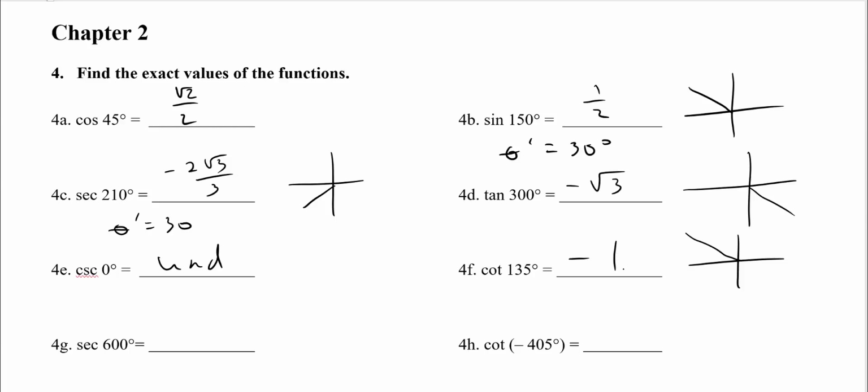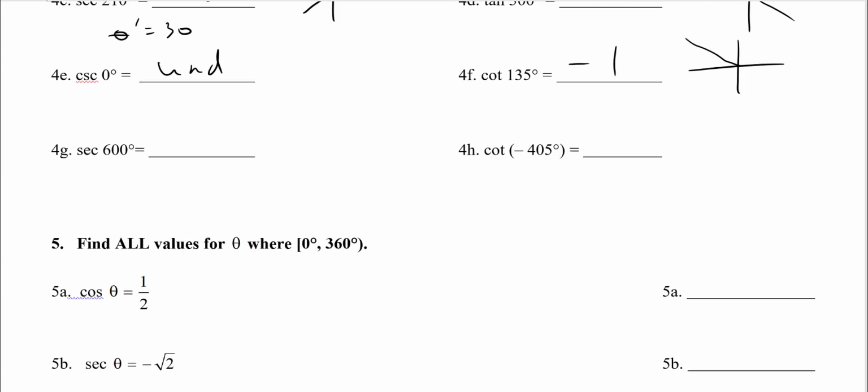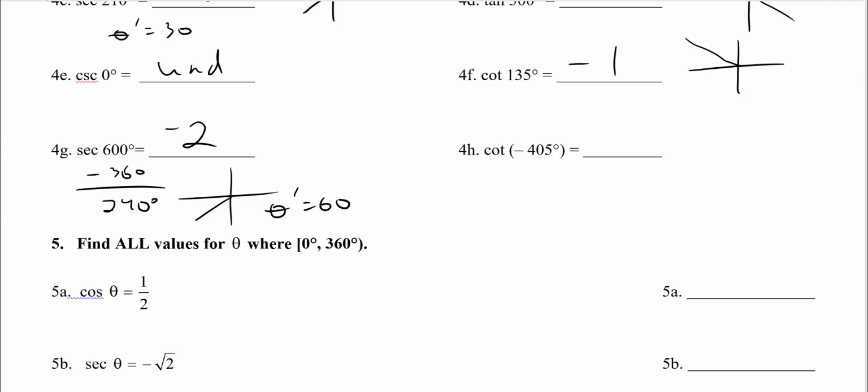Secant of 600. So the first thing you're going to do is coterminal, subtract 360. Okay, that's going to give you 240 degrees. So 240 is here. Reference angle is 240 minus 180, so reference angle is 60. And it's secant, so that goes with cosine. Cosine of 60 is 1/2. You're in the third quadrant, so it's -1/2. But it's the reciprocal of that, right? So it's -2. Okay, so a lot of things to remember, but you guys learned all this stuff already.